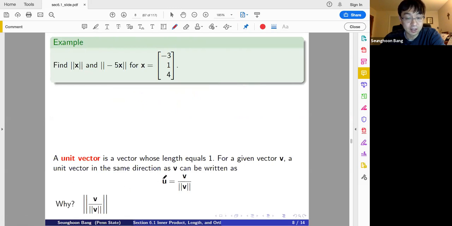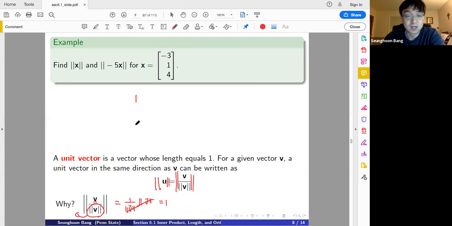Here, you can take the norm of u. What happens? The norm of v is a scalar, so you only take it out. The norm of v is always a positive number, so you don't need the absolute value sign. You only take it out, and the remaining part is the norm of v. What happens? Cross out. This is one. So what does it mean?